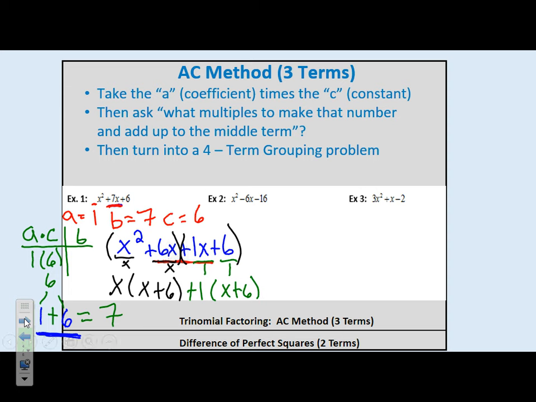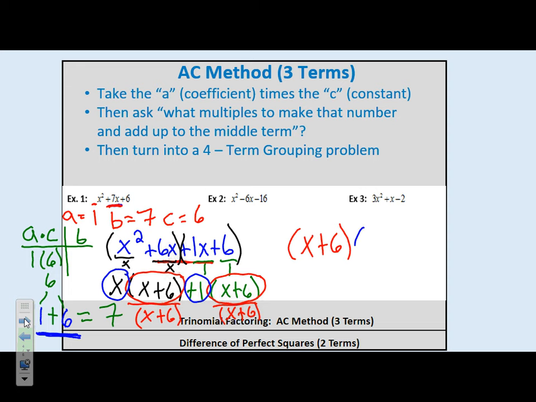Now once I have this done, I'm going to take out my common factor again, which is that x plus 6. This is what should be the same. So if I take x plus 6 out of both of them, write that out in front, so I have x plus 6, and then I'm going to use what's left over. So in this case I have an x and a 1, so I have x plus 1. And this is going to be our final answer. Now if I would multiply this out using distributive property, I would get back to the x squared plus 7x plus 6. So there's example number 1.